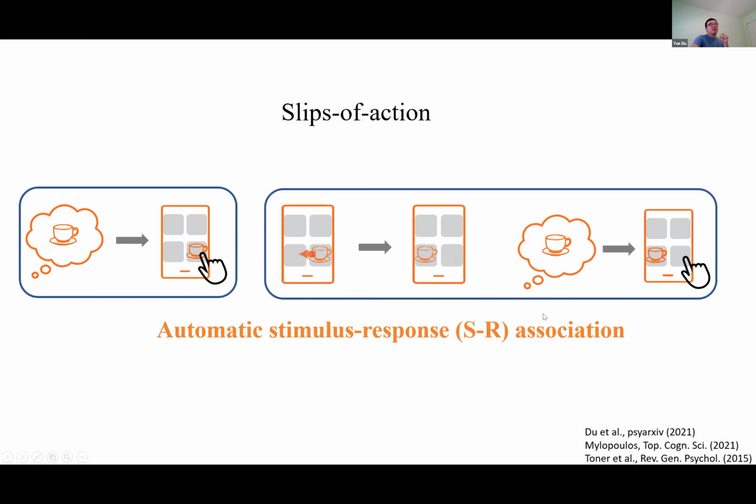Okay, so the mistake, like this slips of action, can cause small mistakes, but sometimes can cause much worse consequences. For example, when you're playing a sports game, when you're driving a car on the highway, or when you operate a robot, a surgical robot.